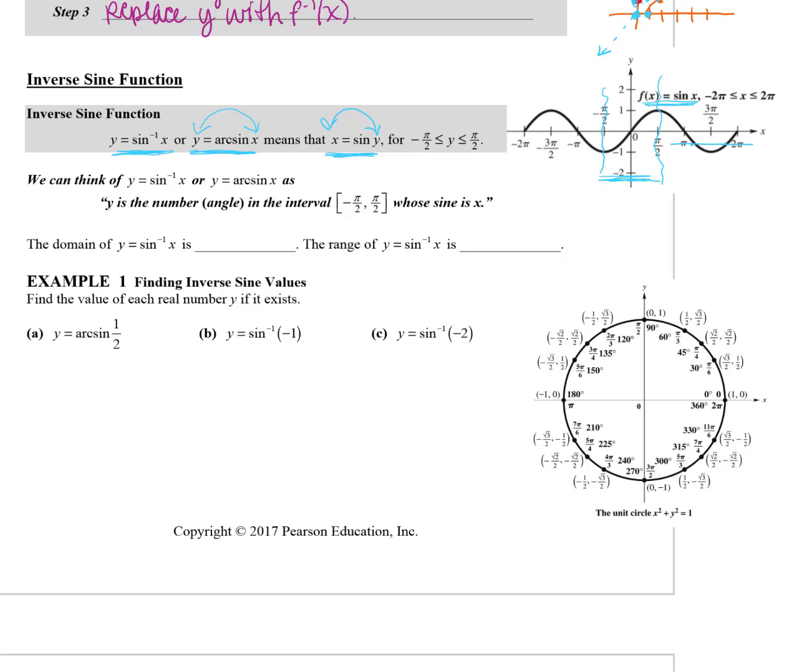So we are going to restrict this graph so that x only goes from negative pi over 2 to pi over 2. So the domain is going to be restricted from negative pi over 2 to pi over 2. Now that's for the function f. The range goes from -1 to 1.